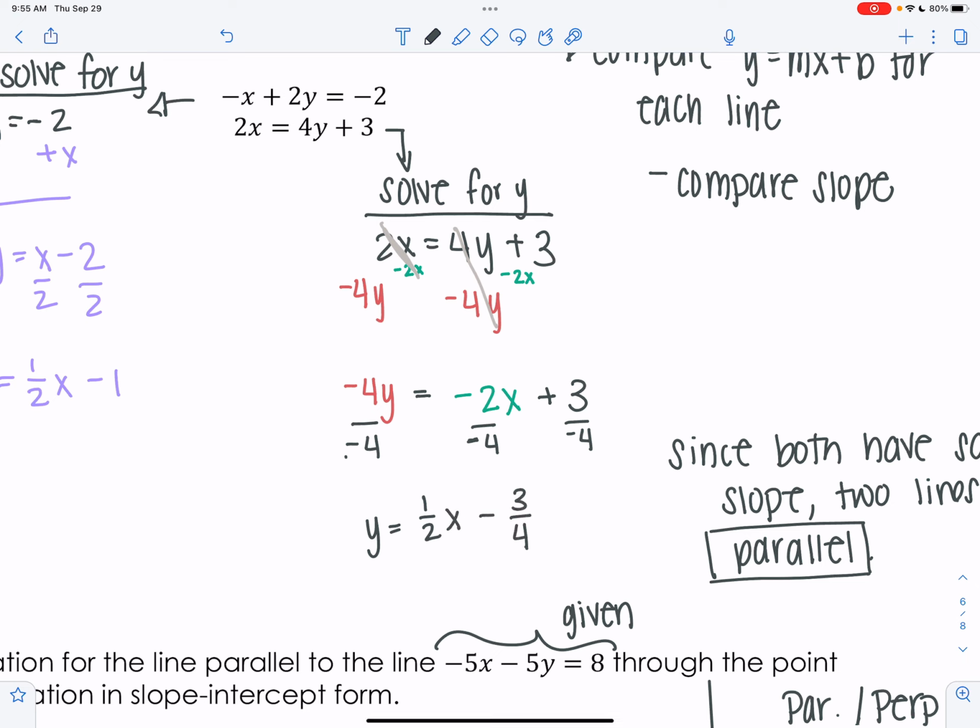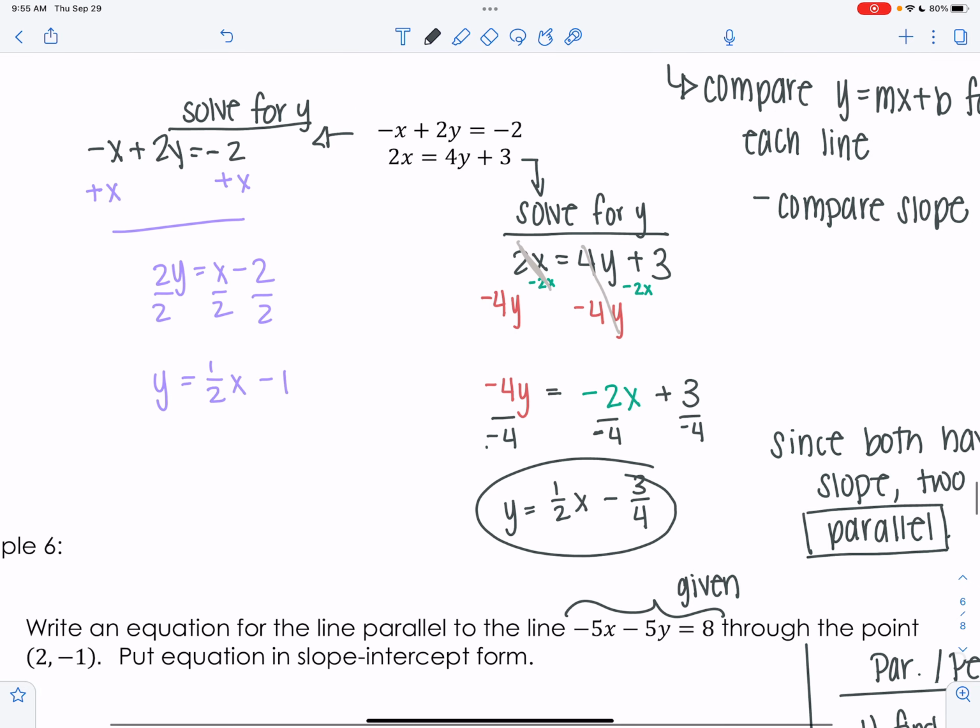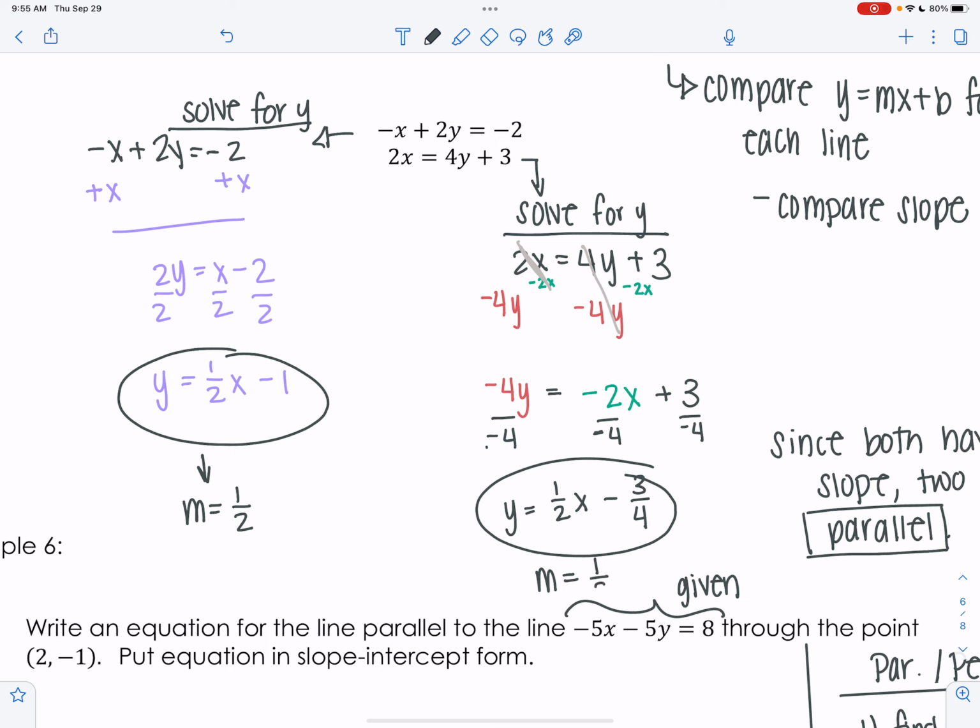Now, thankfully, we're not graphing it. We are just comparing the slopes. And so the slope of this one is m equals 1/2 because it's the number in front of x. The slope of this one is m equals 1/2. And so because those slopes are the same, I can say that these lines are parallel.